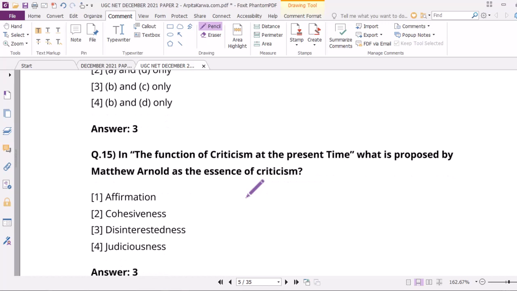So, in this particular work, Arnold sees that it's an indispensable rule of English criticism that a critic has to be disinterested or objective, okay? Which also means that there should be an independence of judgment, all right? So the correct answer is 3, disinterestedness.